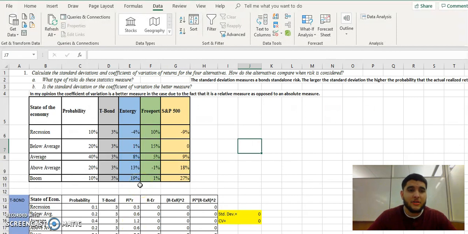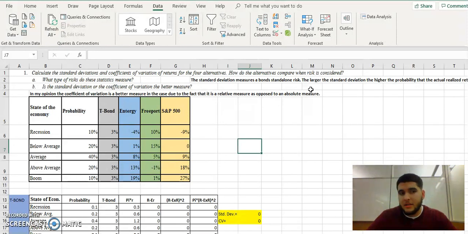Moving on to question 3. It asks us to calculate the standard deviations and coefficients of variation of returns for the 4 alternatives. Essentially, the standard deviation measures a bond's standalone risk. The larger the standard deviation is, the higher the probability that the actual realized returns are far below what we are expected to get as a return.